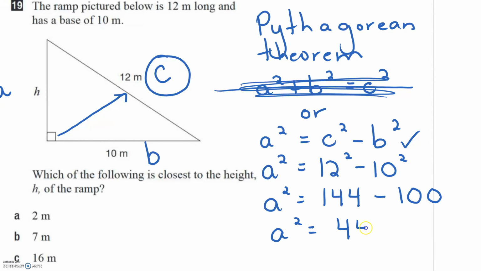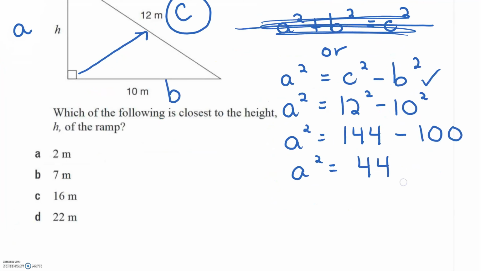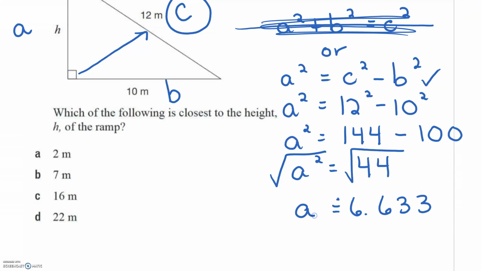A squared equals 44. But now we have to cancel out the squared. And to cancel out the squared, the opposite operation is the square root. And if you do the square root of 44, it gives us 6.633, approximately. That's A, which means that it's approximately, if I look at all my answers, it's not close to 2. It's pretty close to 7. It's not close to 16, not close to 22. And the question is asking which one is closest. So we could round this up to 7 meters and have the right answer.